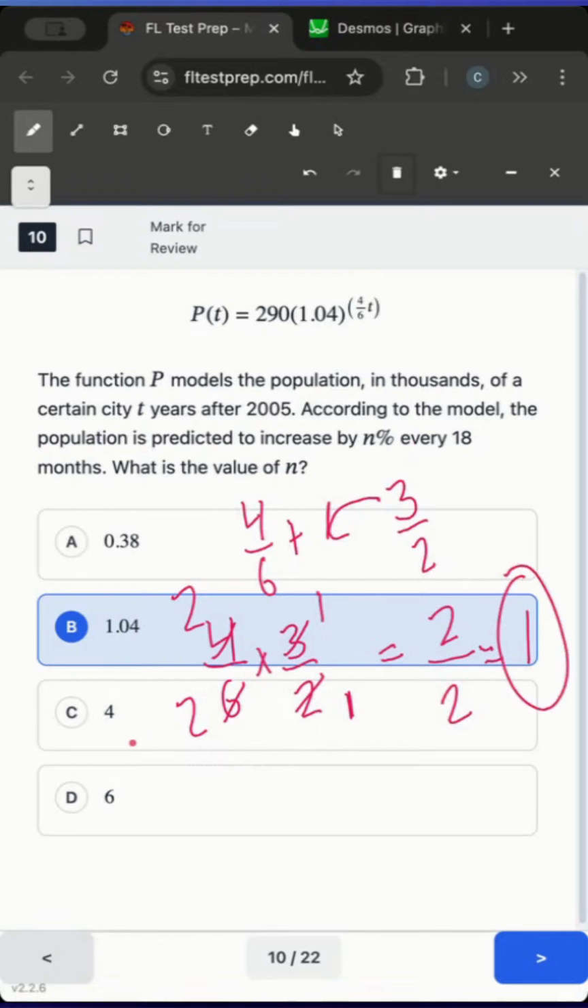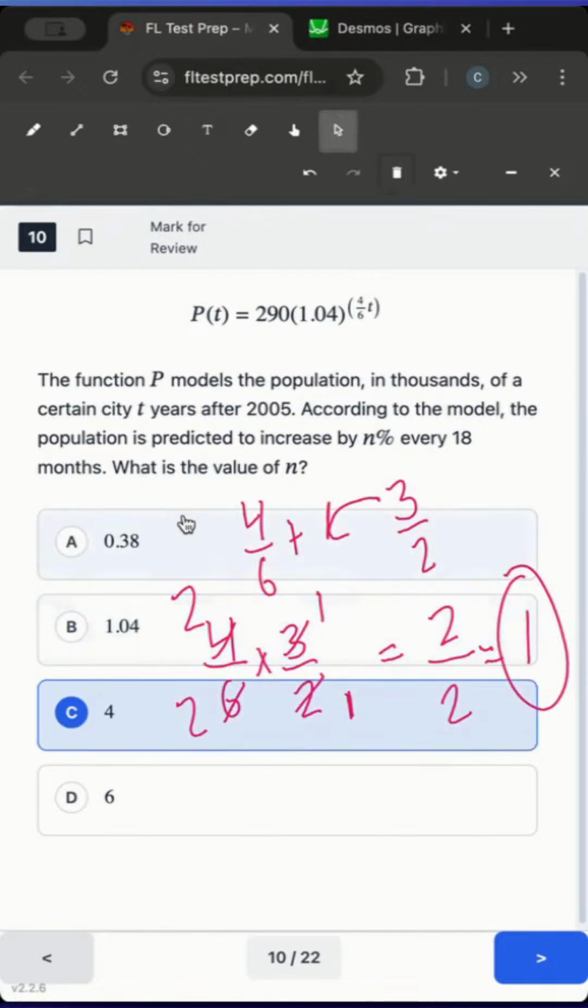So in this case, C would still be the correct answer, because 1.04 to the power of 1 would still just be the normal increase of 4%. So C is the correct answer for this question.